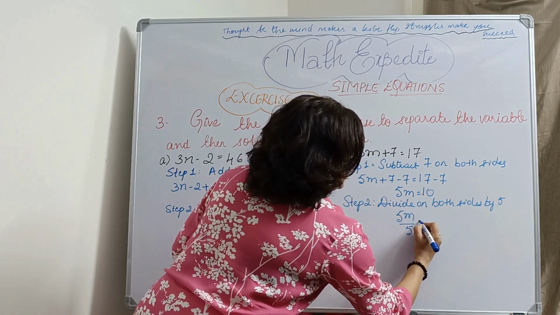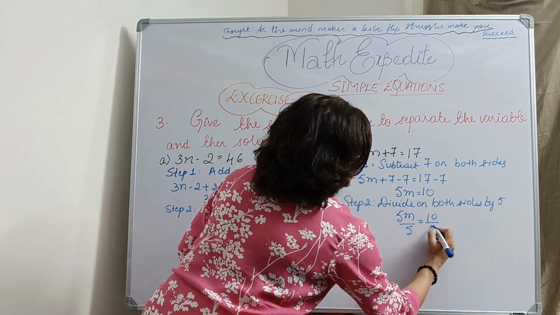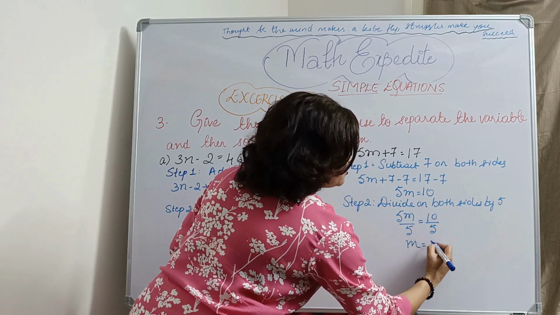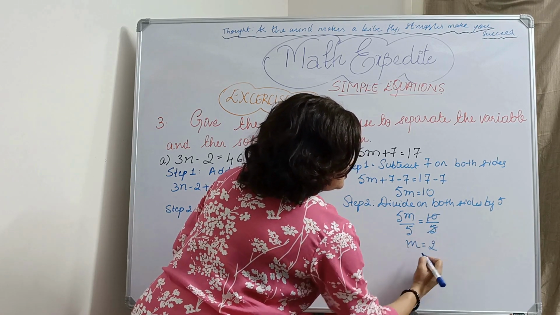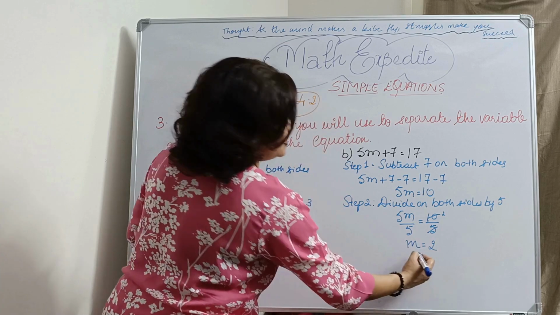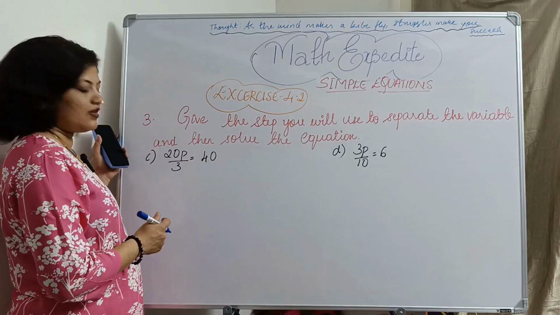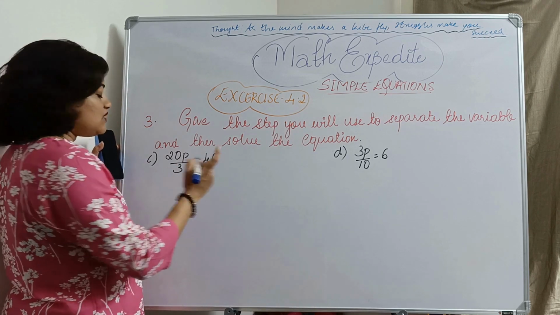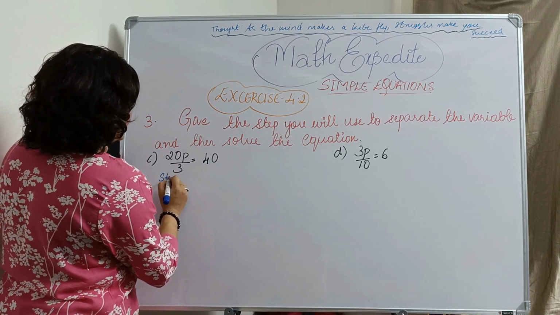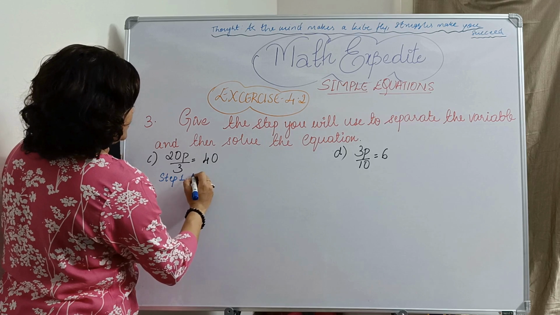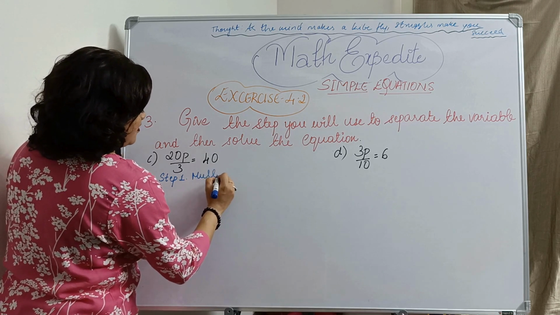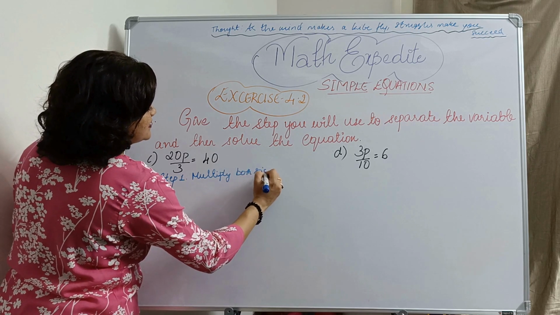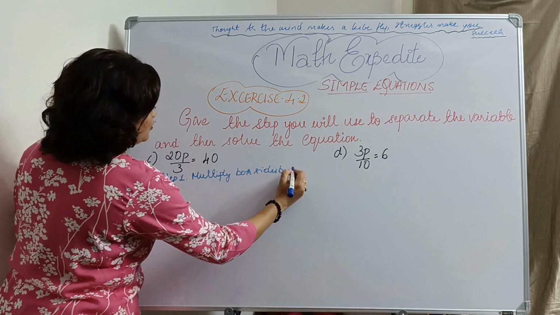5m divided by 5 equals 10 by 5. 5 gets cancelled this side, so m equals 5 ones are 5, 5 twos are 10, isn't it? So m equals 2. Coming to the next one, 20p by 3 equals 40. So what would be the steps? Step 1, multiply both sides by 3.